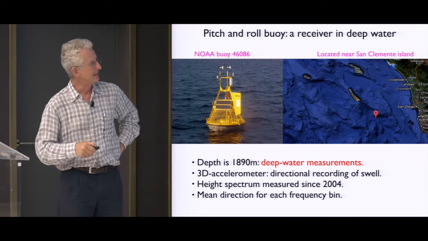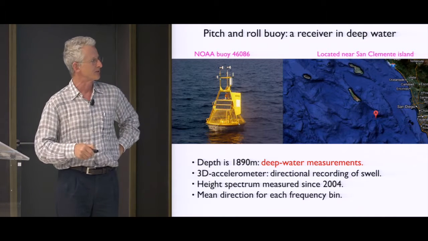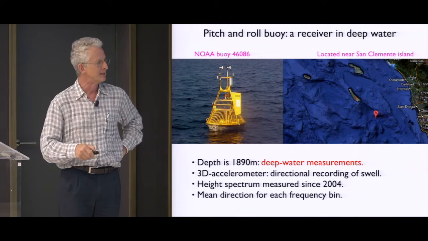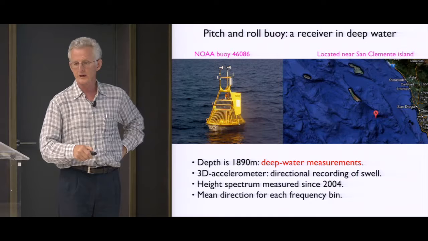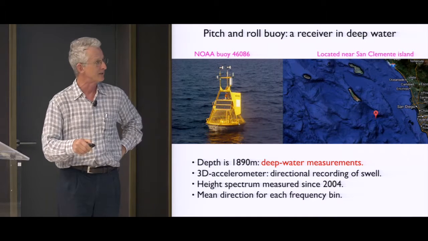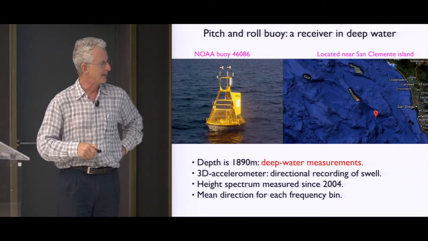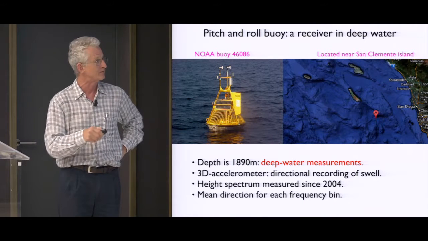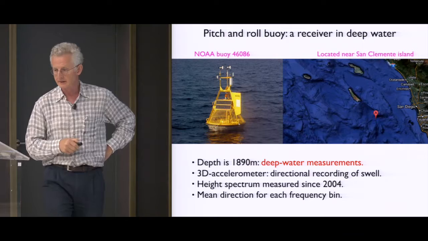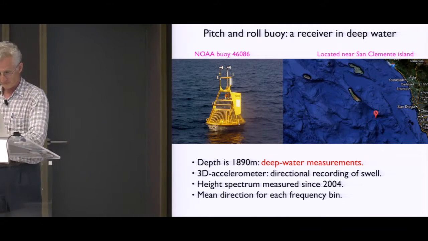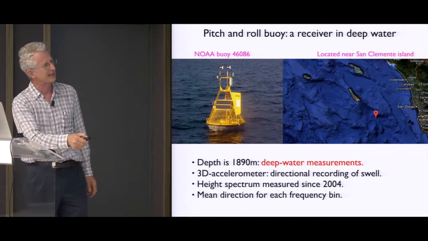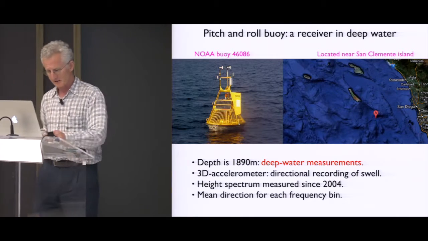And this buoy has a 3-dimensional accelerometer. It's been making directional recordings of swell and measuring the height spectrum every 20 minutes since 2004. The data is then telemetered to shore where we can get it. There's a directional spectrum, which means there are frequency bins, and we can get a mean direction of incident waves on this buoy for each frequency bin in the data. I'm sorry, the island is actually San Clemente. I think I might have said Catalina. This is San Clemente Island.